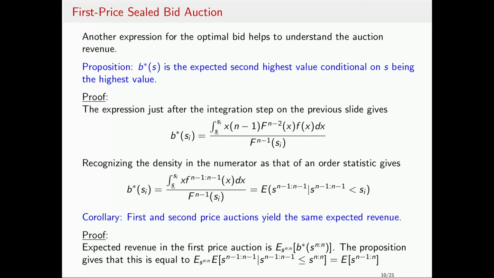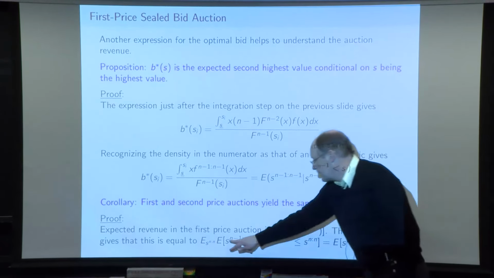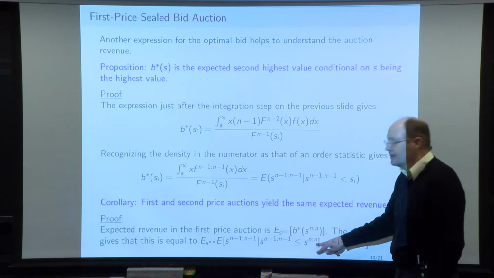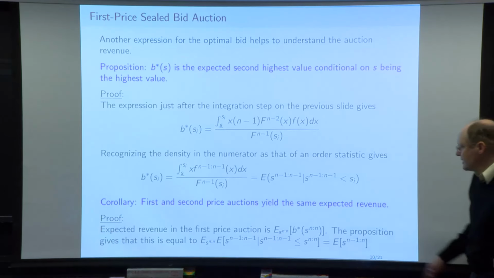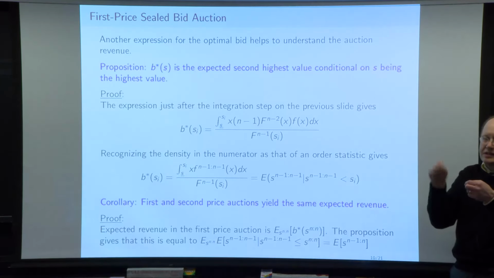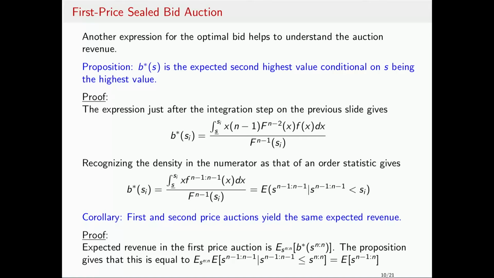In the first price sealed bid auction, you always sell it to the high value person, so I'm getting the expectation over the value of the high value person of the expected second highest value conditional on the second highest value being less than that level. And iterated expectation says that's just another way to compute the expected second highest value. I condition on the highest value, ask what's the expected second highest value conditional on that being the highest value, and then I integrate out over all possible highest values. That is the expected second highest value. Because everyone's bidding expected second highest values conditional on winning, you get the same expected second highest value as the revenue.